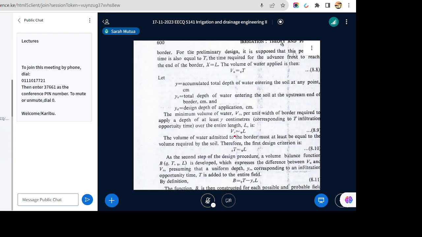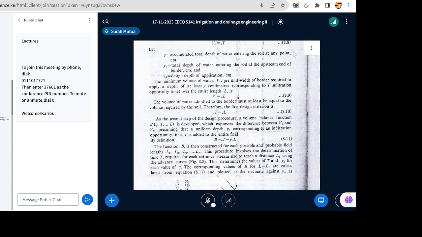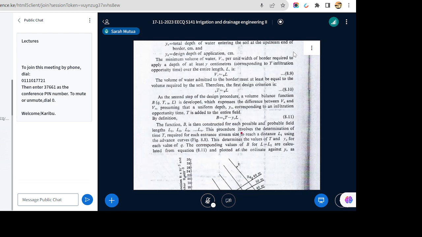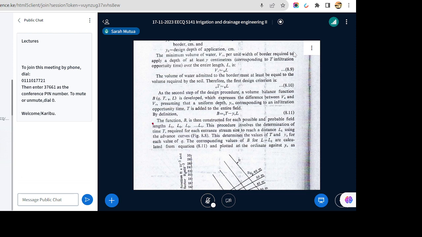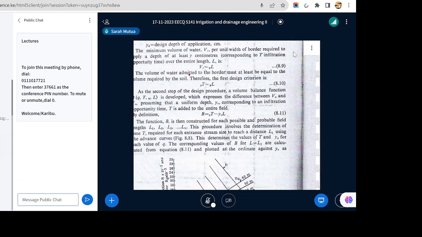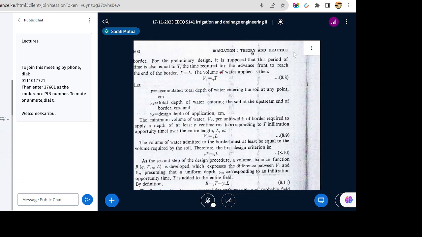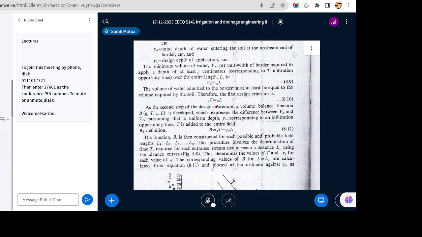Once you're given this, you can now determine the minimum volume of water V, the minimum amount of volume of water per unit width of border required to apply at least Y centimeters corresponding to T opportunity time over the entire length. That is VR is equal to Y times L. And then the volume of water admitted must be equal to the volume required by the soil. Therefore, what we have calculated here should be equal to Y times L.